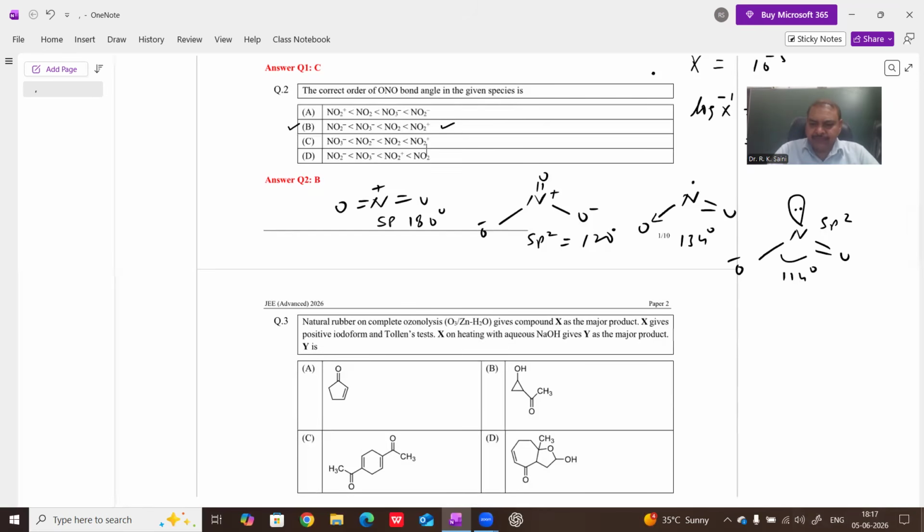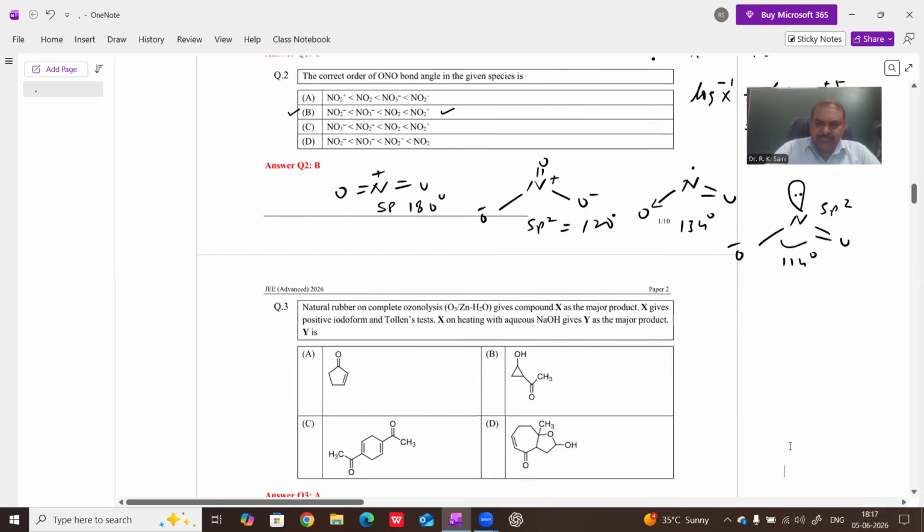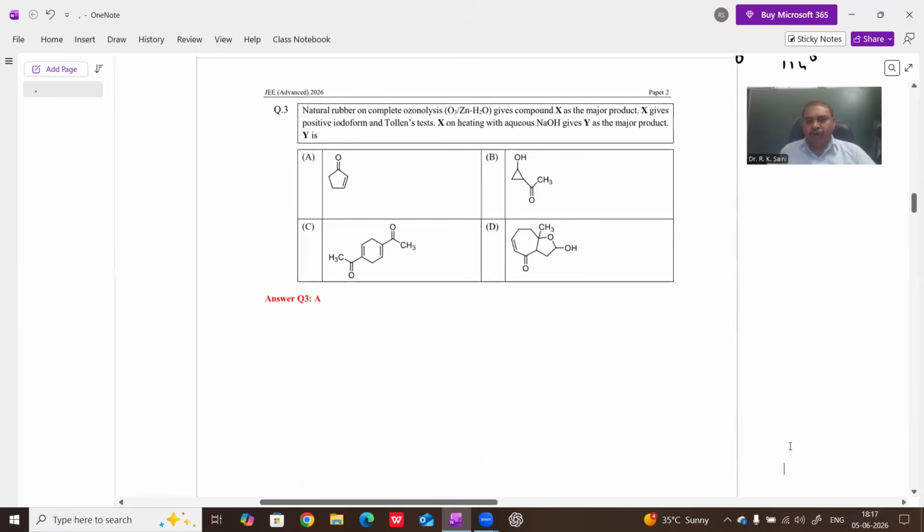Third question is very important, and the question is taken from ozonolysis of the polymer of natural rubber. We know that natural rubber is a polymer of isoprene. 2-methyl buta-1,3-diene is known as isoprene, and its polymer is known as natural rubber. We write its polymer, and the repeating unit is this.